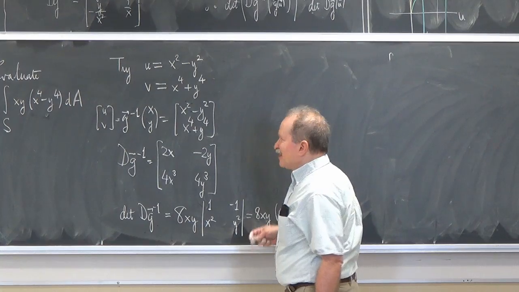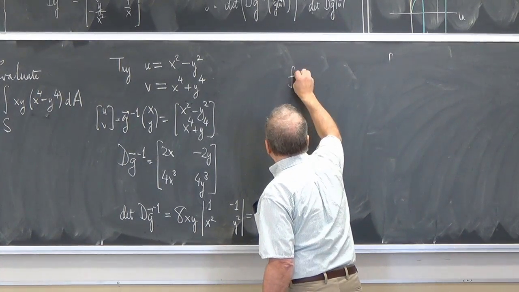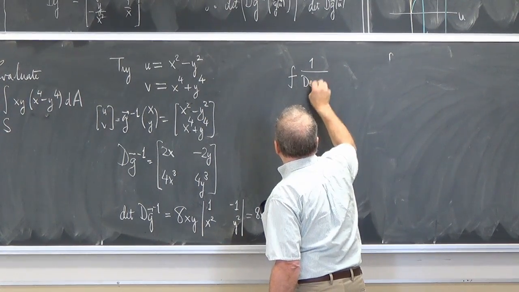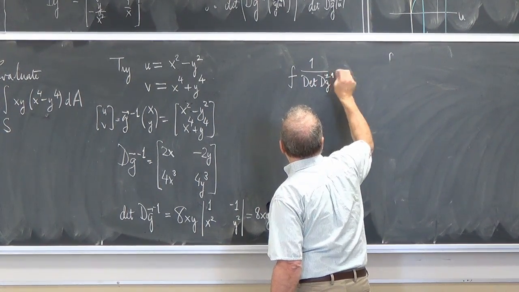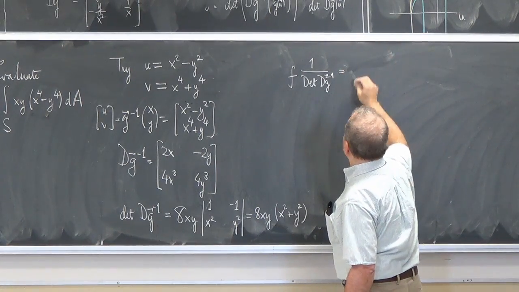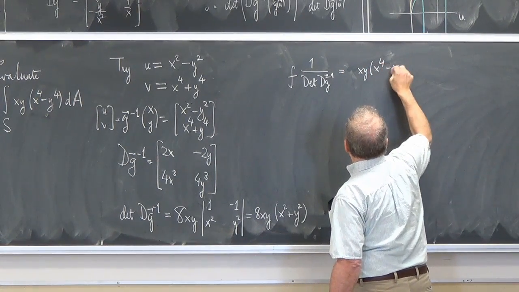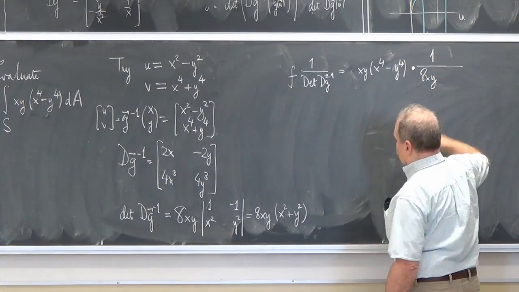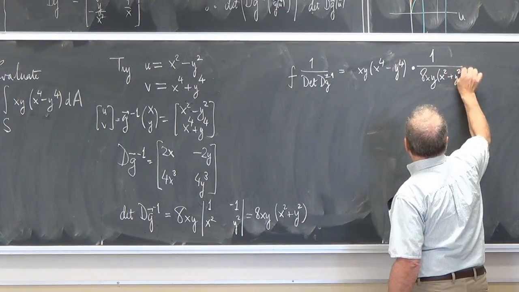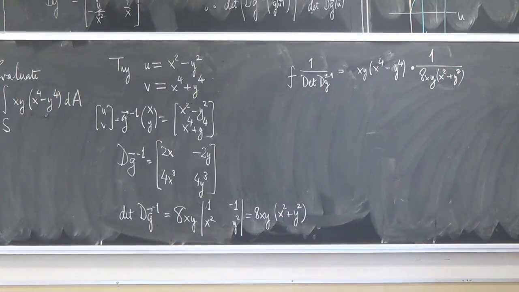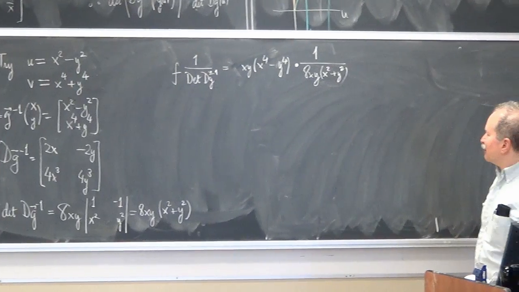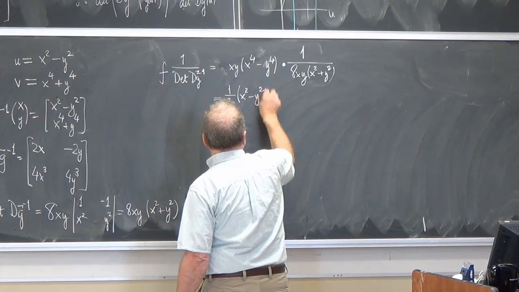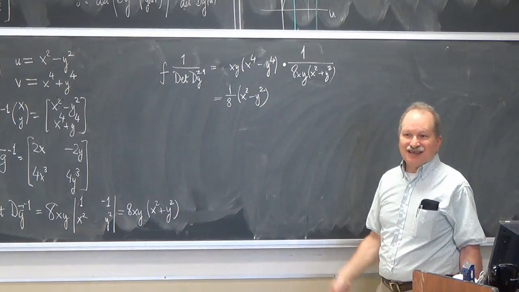Fortunately, if we take f times 1 over the determinant of dG inverse, what do we have? We have 1/8, x squared minus y squared over 8. And then you finally say, oh, but I need to write it in terms of u's and v's. Oh, but that's easy.